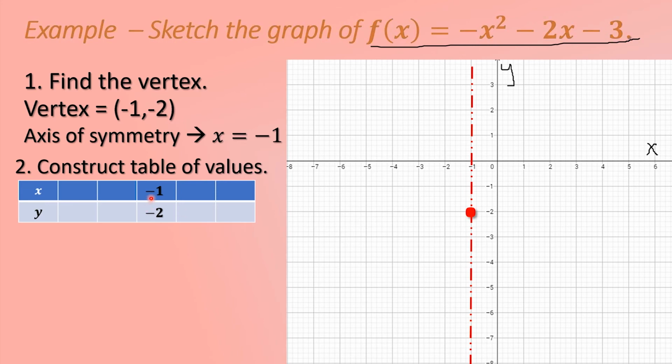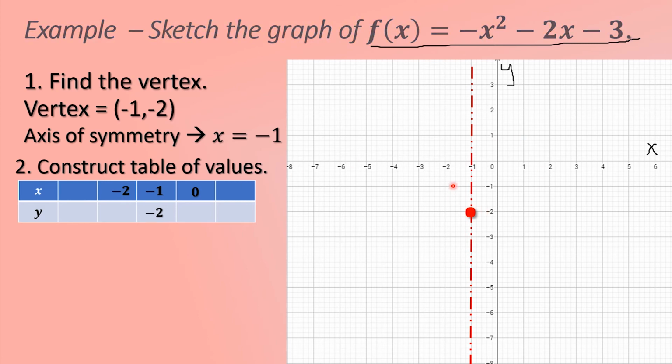Now, for the purpose of the axis of symmetry, we are going to get values of x. Again, x is independent, so we are the ones who choose the values of x. But in order for our graph to be symmetric, we need to pick x values of the same distance from the axis of symmetry. For example, this is the axis of symmetry, and then I'm going to choose 0. From the axis of symmetry, we have 1 unit to 0. So if I choose 0, on the other side of the axis of symmetry, I will also move 1 unit. So that is negative 2.